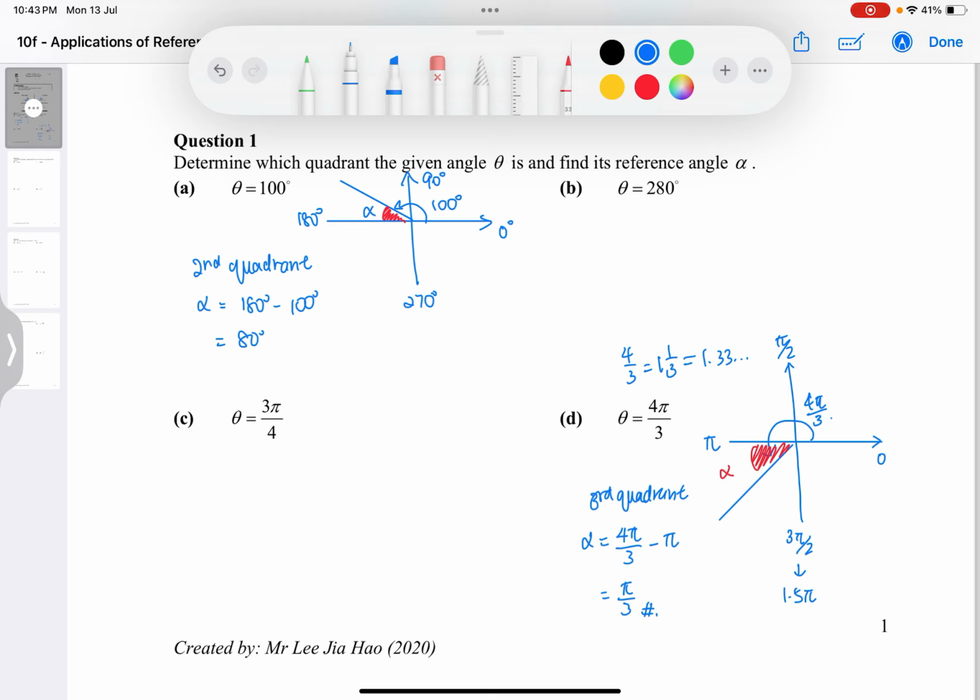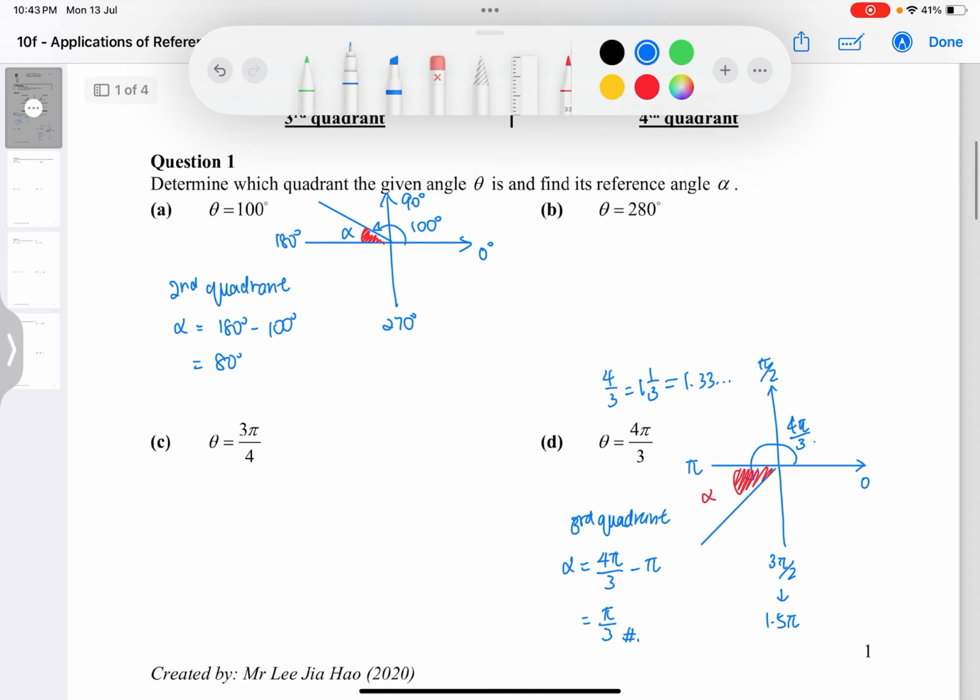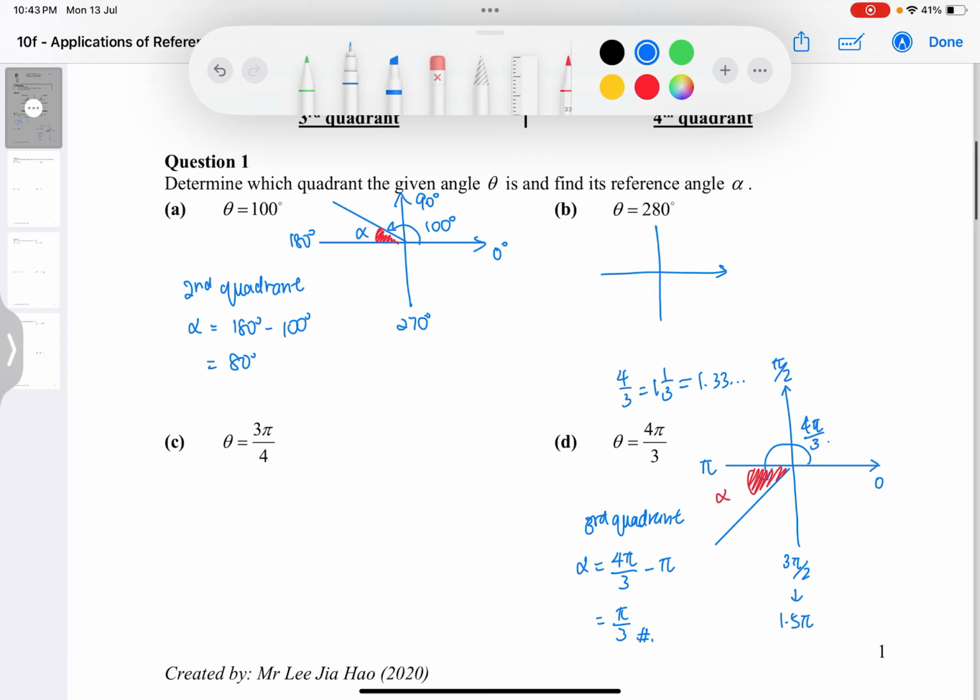I hope you have paused the video. The answer for 1B, you just have to draw it out. 280 degrees. This is under the fourth quadrant. So the alpha will be the angle between the line and the x-axis, and alpha is 360 minus 280, which gives us 80. So fourth quadrant, and the basic angle is 80.